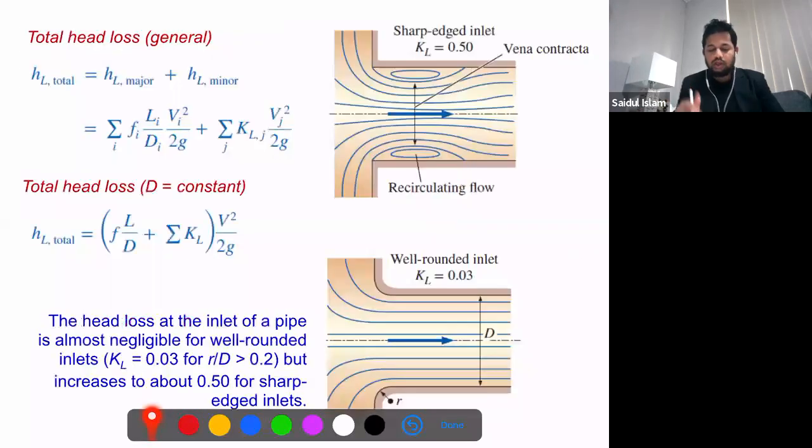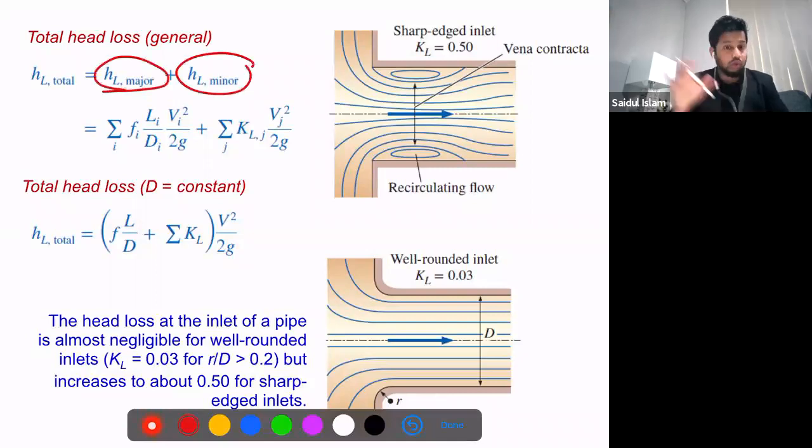Okay, this slide is very important. We already spent more than 20 minutes, but you must understand this slide, guys. As an engineer, you must understand it. And this is like 20% of today's lecture, if you can understand this. We have two things. So we said earlier, the total head loss has the major and the minor loss. This is major loss, this is minor loss, we know.